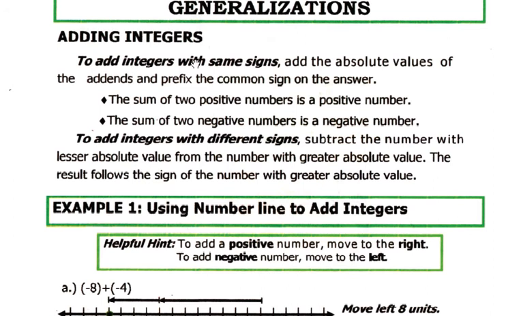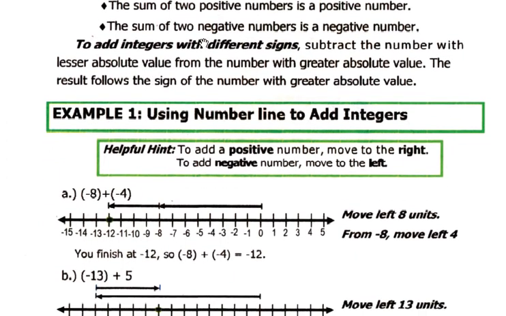How to add integers. To add integers with same signs, you just add the absolute values of the addends and attach the common sign on the answer. Take note that the sum of two positive numbers is a positive number, and the sum of two negative numbers is a negative number. Now, to add integers with different signs, subtract the number with lesser absolute value from the number with greater absolute value. The result follows the sign of the number with a greater absolute value.